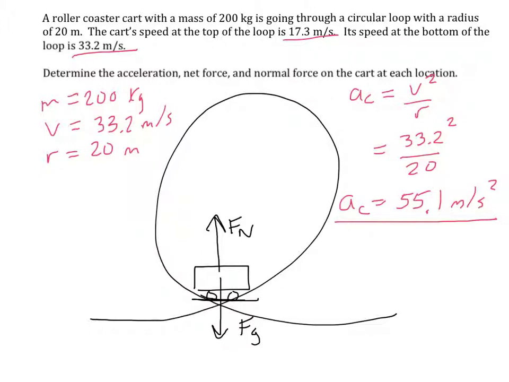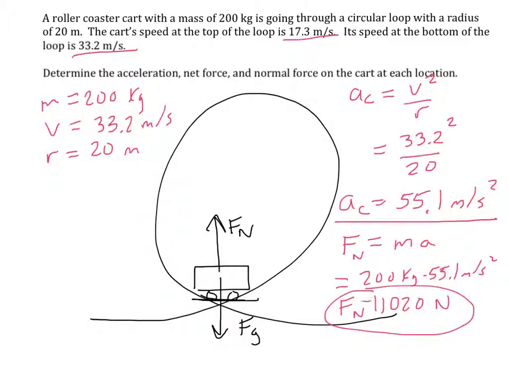All right, now we're trying to find the net force. So the net force, again, F equals m times a. We can say, okay, 200 kilograms times 55.1 meters per second squared, and I get my net force is 11,020 newtons. Okay, so I've solved that. And again, if I just wanted to go straight to the net force and skip the acceleration, I could just plug in my formula for centripetal force, Fc equals mv squared over r. It gives you the same result. Okay, so that is the net force.